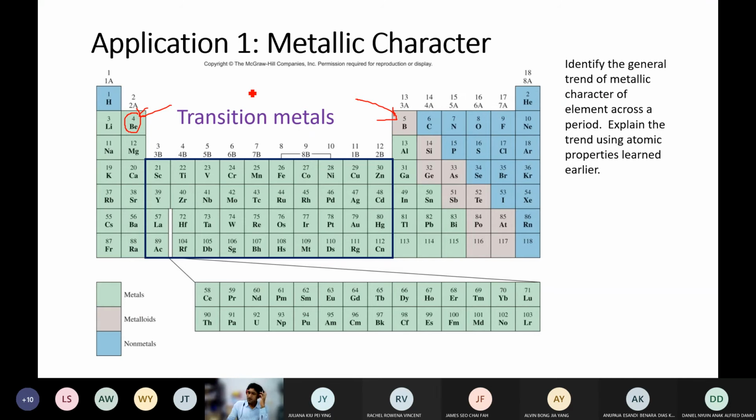All right, now let's move to the metallic character. Actually, I don't need to put in my ear because you guys do not talk. I can just hold it here, right?